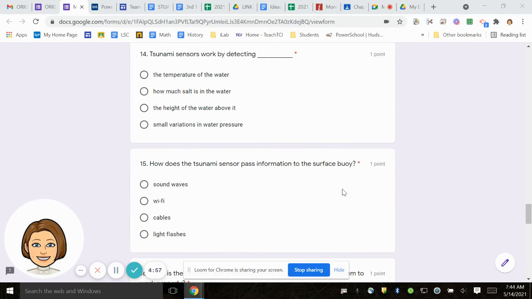Number 14. Tsunami sensors work by detecting blank. The temperature of the water, how much salt is in the water, the height of the water above it, small variations in water pressure. Number 15. How does the tsunami sensor pass information to the surface buoy? Sound waves, Wi-Fi, cables, light flashes.